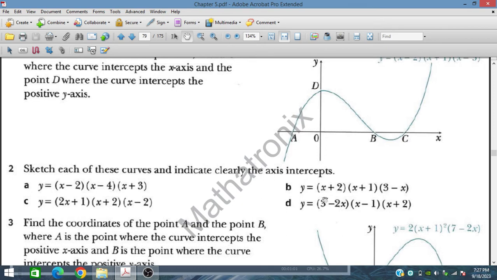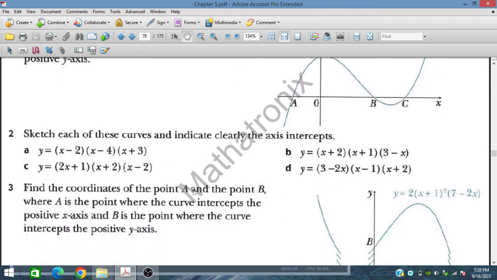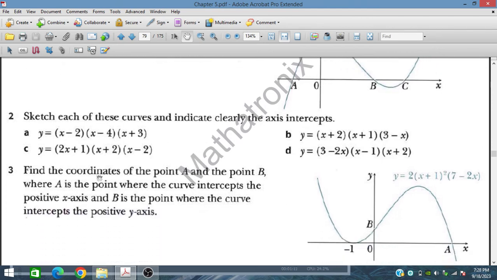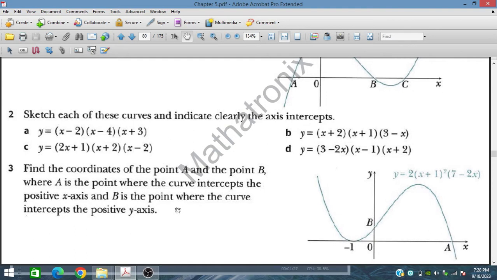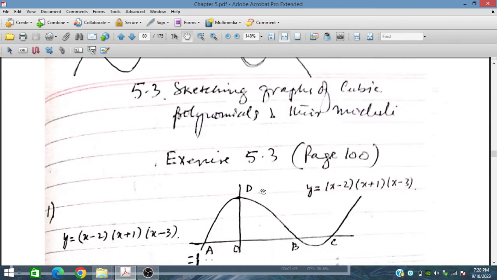A cubic polynomial, because the maximum power of x is x cubed. And similarly for question number 3, find the coordinates of point A and point B, where A is the point where the curve intercepts the positive x-axis and B is where the curve intercepts the positive y-axis. So these are the first 3 questions, let's start with this one.